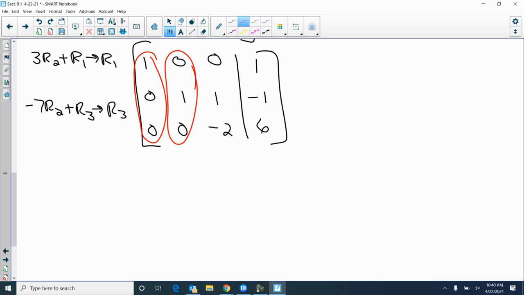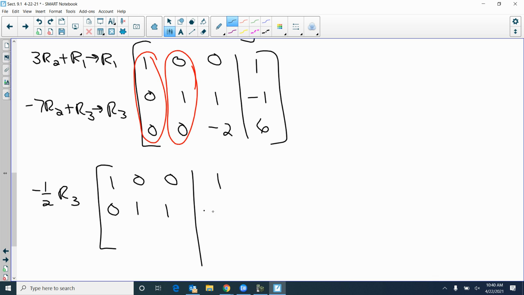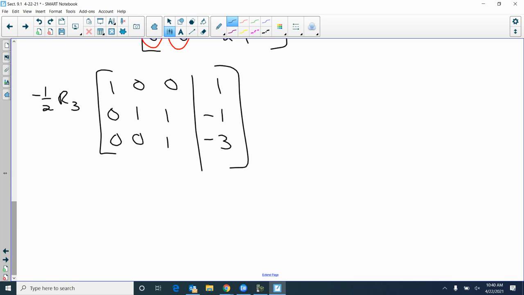Negative 1/2. So take negative 1/2 times row 3. And so that's going to give me, nothing else changes. That gives me 1, and then that'll give me a negative 3. All right, the first row looks good. It's actually not going to change. I got my 0 there. Only last thing I got to do is make this 1 right above there a 0, and I'll be done.